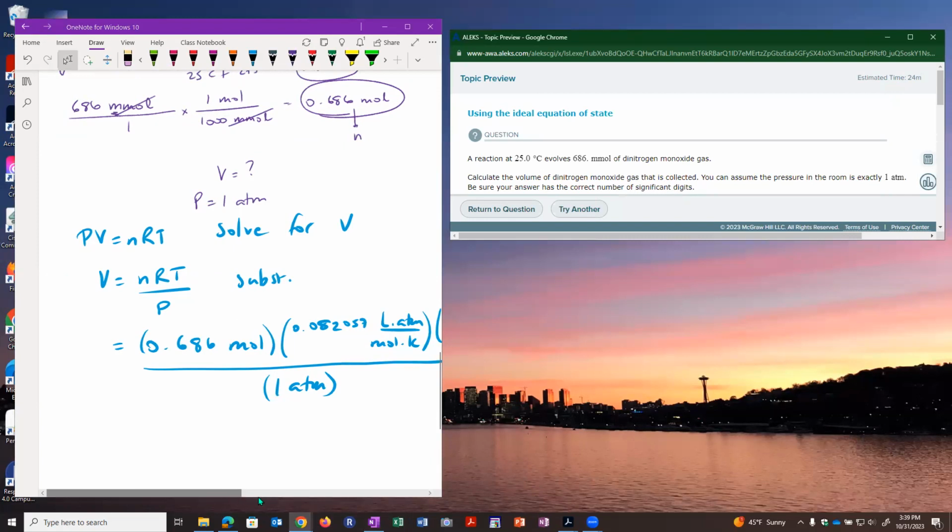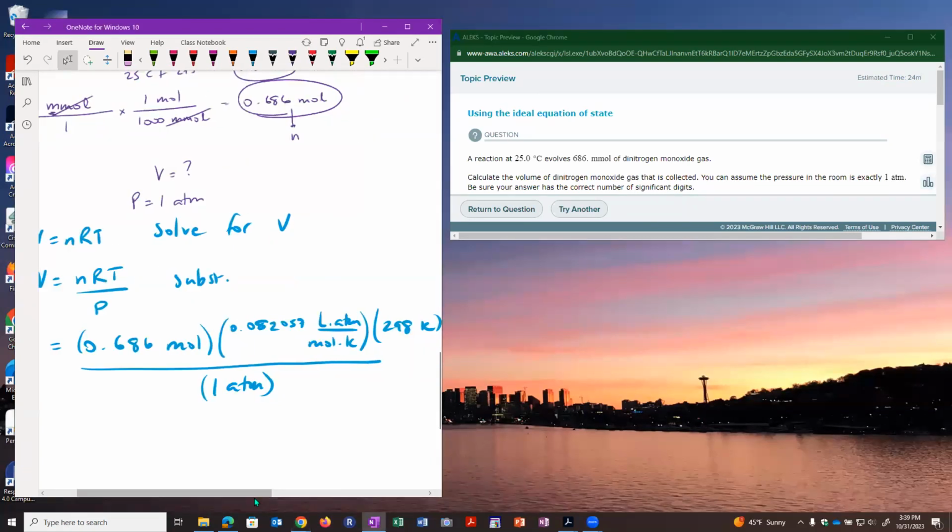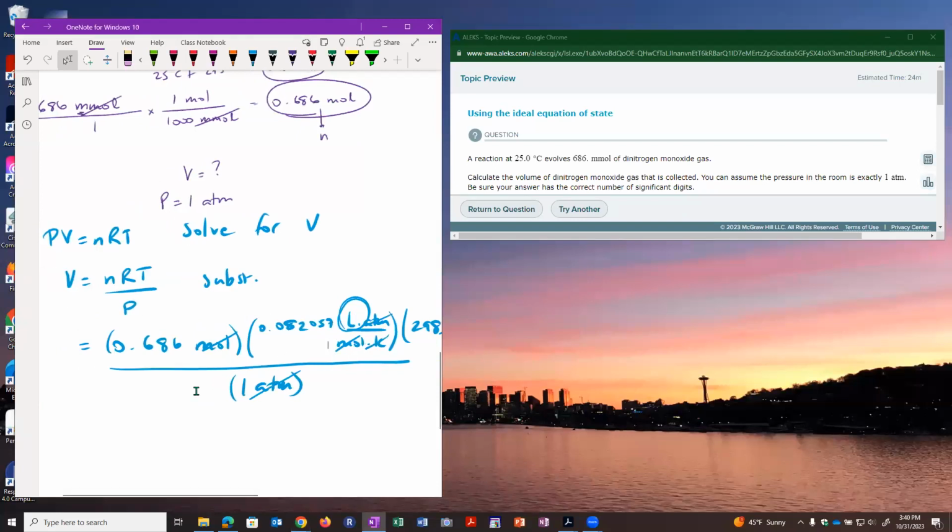Looking at the units now, we can confirm that we used the correct value for R. Atmospheres cancel up here, moles cancel down there, Kelvin cancels up here. The only unit left is liters, which makes sense because I'm trying to find volume, and liters is an acceptable unit for volume. So we'll plug this into the calculator. We have 0.686 times 0.082057 times 298, divided by 1.